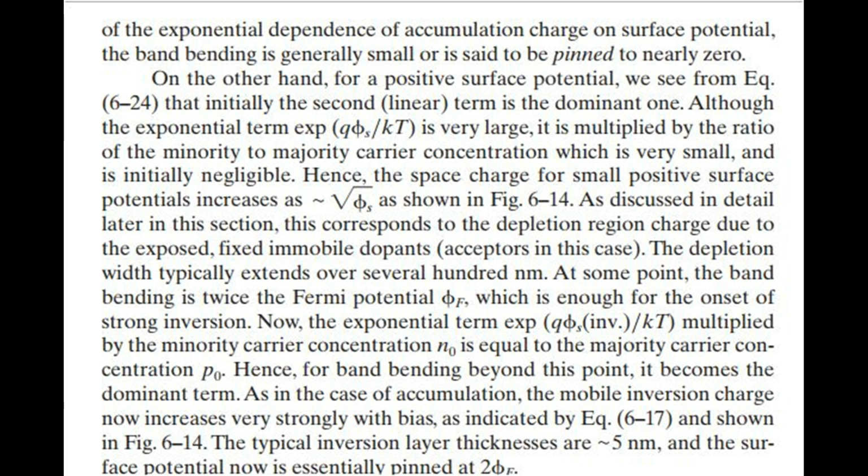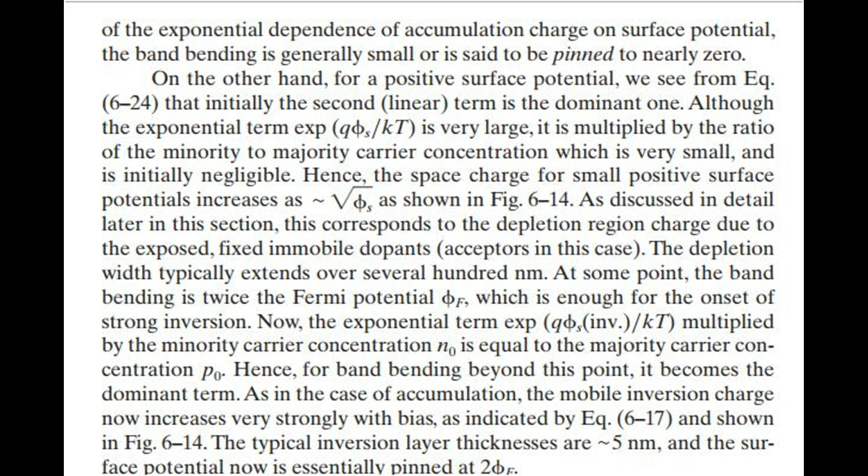Although the exponential term exp(-qψs/kT) is very large, it is multiplied by the ratio of the minority to majority carrier concentration, which is very small, and is initially negligible. Hence, the space charge for small positive surface potentials increases as √ψs, as shown in Fig 6.14. As discussed in detail later in this section, this corresponds to the depletion region charge due to the exposed, fixed immobile dopants, acceptors in this case. The depletion width typically extends over several hundred nanometers.